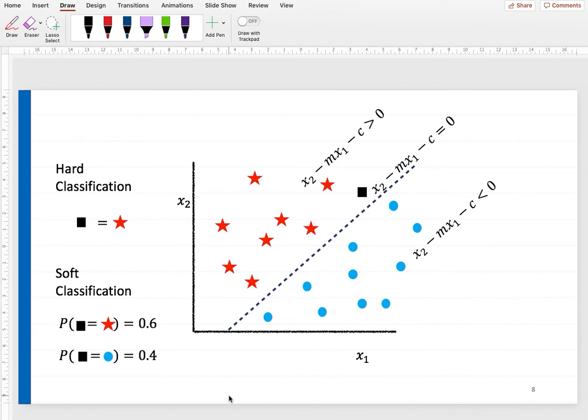Okay, so we discussed this theoretically. How do you do it practically with mathematics? Mathematically, how do you do soft classification? You found out that when x2 minus m x1 minus c is greater than 0, if you say this is a rose, a red, then that is a hard classification. But how do you do soft classification? How do you get these numbers from this value, x2 minus m x1 minus c? Yes, one good approach is you find the perpendicular distance from the line, and then you have to make a function like this.